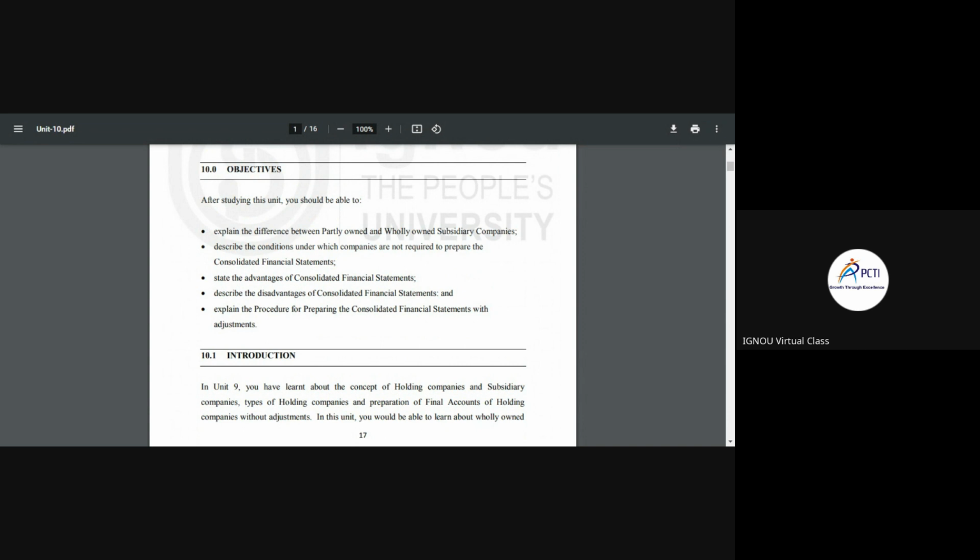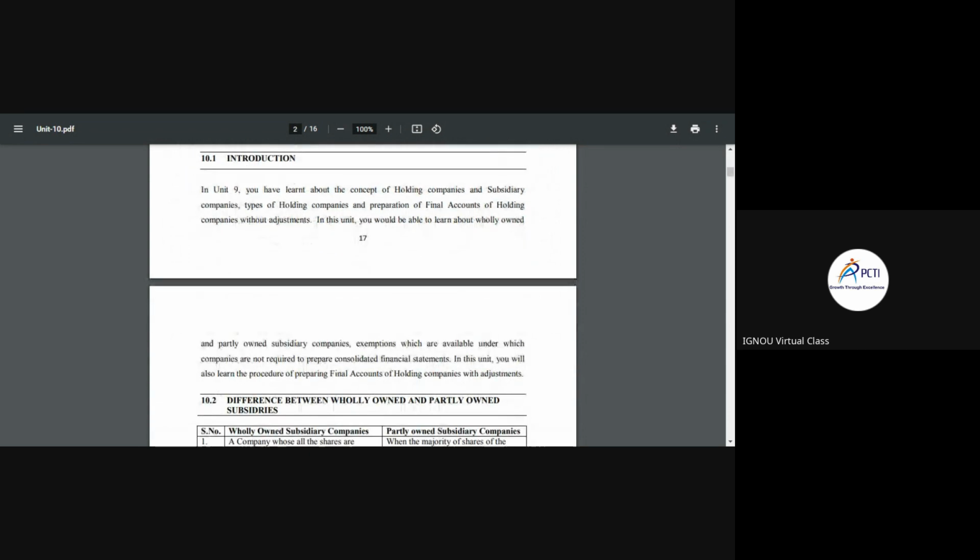So basically, in unit 9 we already discussed the holding company and the subsidiary company, the types of holding company, and how we can prepare the final accounts of a holding company without any adjustments. In this unit we learn about wholly owned and partly owned subsidiary companies, and there are some exemptions available under which companies are not required to prepare consolidated financial statements. We also learn the procedure of preparing final accounts of holding companies with all adjustments.